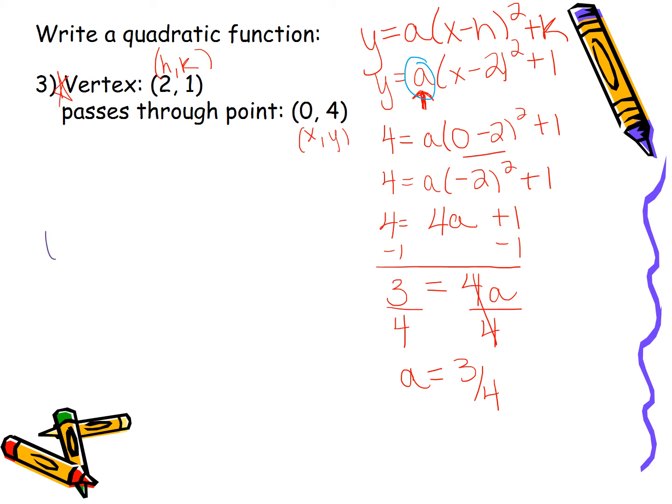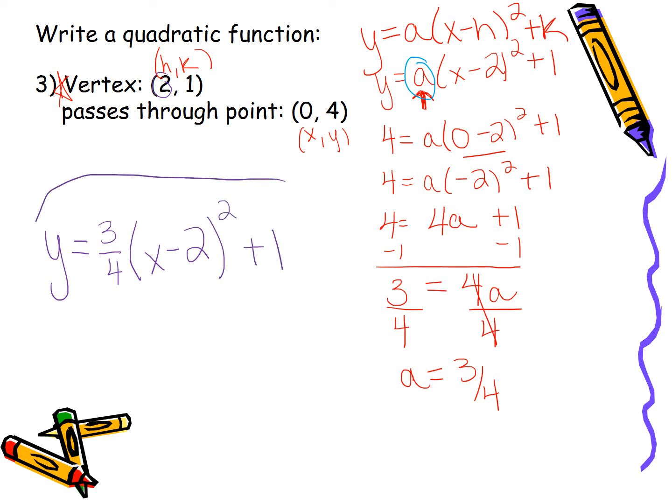And so our final equation is going to be y is equal to 3/4 times x minus 2, because that's my h in my vertex, squared, plus 1. So my final equation is that equation in purple, y is equal to 3/4 times x minus 2 squared plus 1.